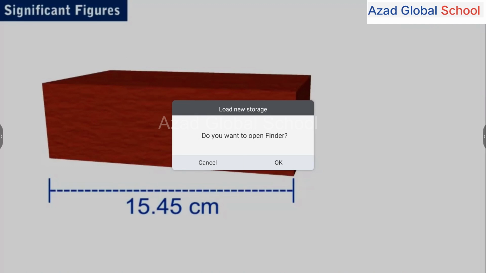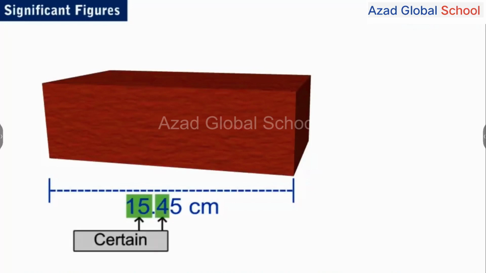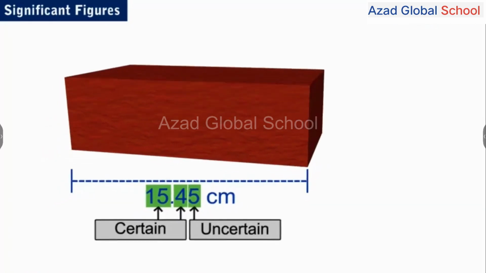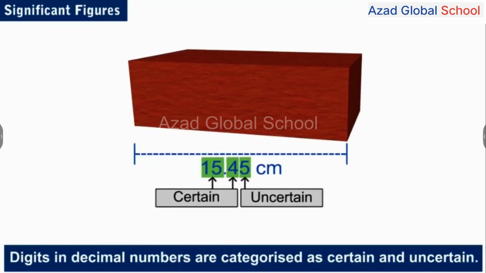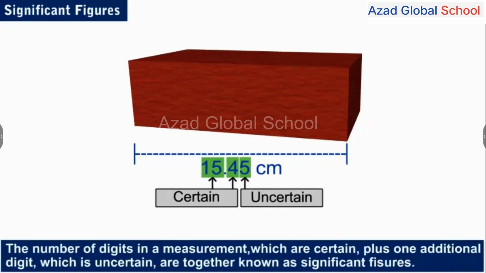In this measurement, 1 and 5 in the whole part and 4 in the decimal part are certain, while the 5 in the decimal part is uncertain. This 5 is uncertain because this is an approximate value. The values of many measurements in real life are decimal numbers. Digits in decimal numbers can be categorized as certain and uncertain. The number of digits in a measurement which are certain plus one additional digit which is uncertain are together known as significant figures.